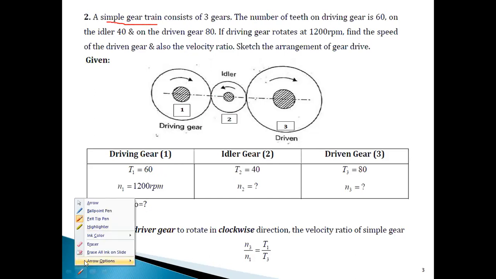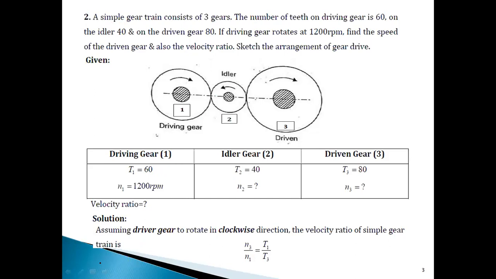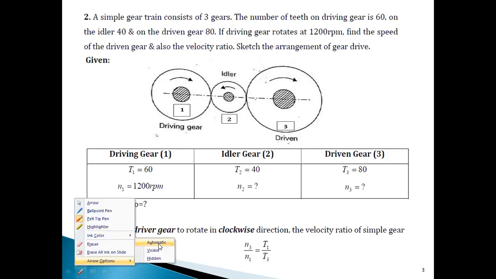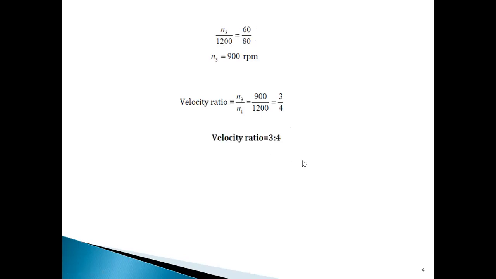Let us see how it changes. We will move to the next part regarding the solution of this particular question. As I was telling you, we have the value of N1 as 1200, and T1 and T3 are given. We'll get the value of N3 as 900 RPM. So with this we can find the velocity ratio. N3 by N1 is 3 by 4. The velocity ratio for this particular question is 3:4.